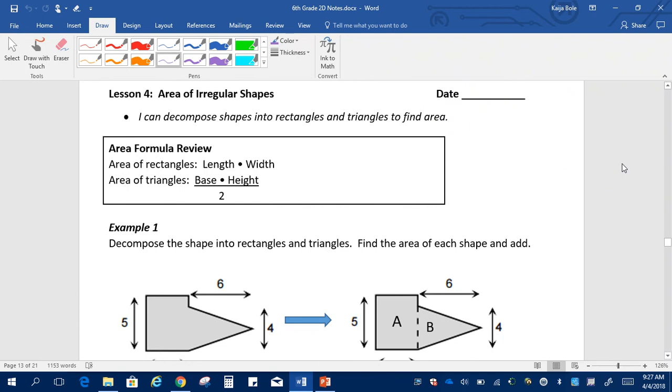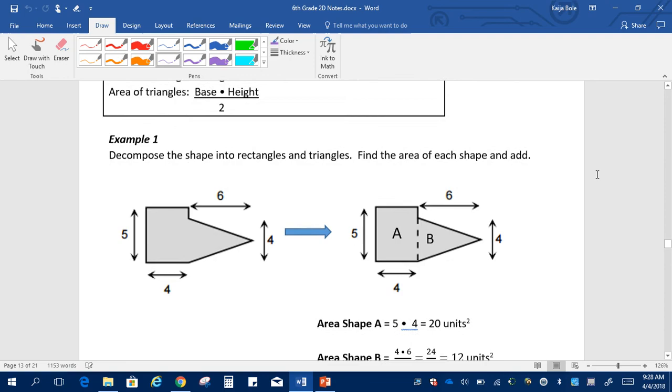Alrighty, here we are on lesson 4, area of irregular shapes. Very similar to what we did with the composite shapes, except now this includes some triangles attached to our rectangles and squares. If you forgot your formulas, they're at the top here. Area of our rectangle is length times the width, and the area of the triangle is the base times the height divided by 2.